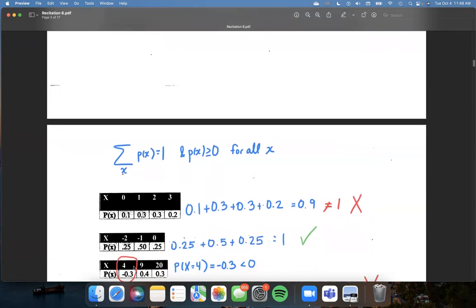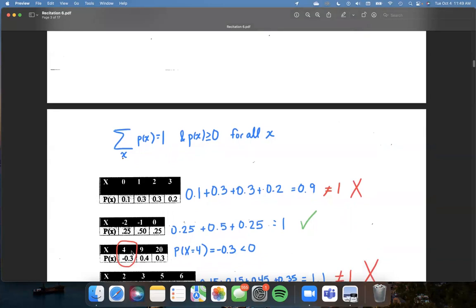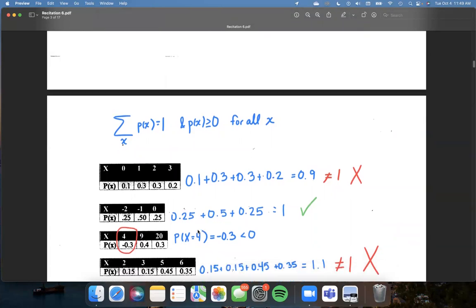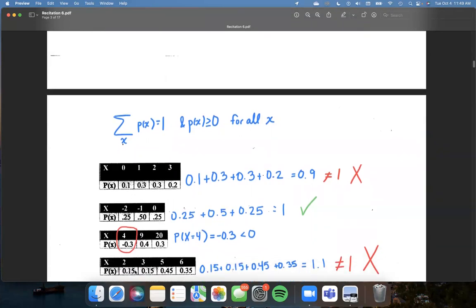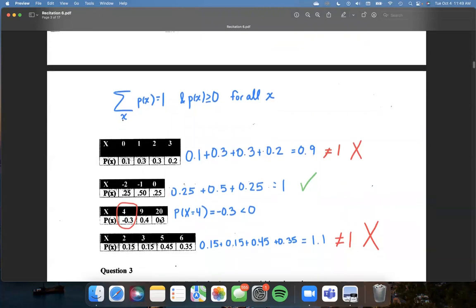Here, if you add them together, you'll get that they don't equal 1, but also notice that here we have a negative probability for x equals 4, and you can't have a negative probability. So that's not a valid probability distribution. So there should be a red X there. Next, let's add up these probabilities. We'll get 1.1, which does not equal 1. So that's incorrect. And that's it for question 2.